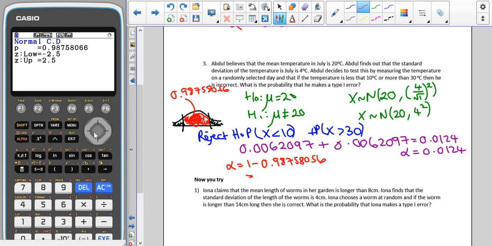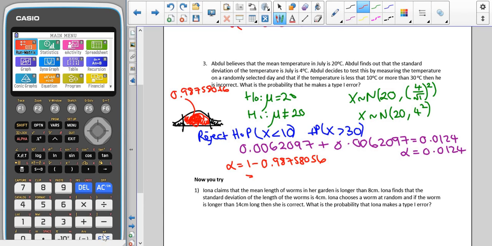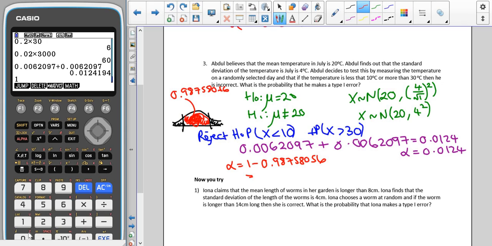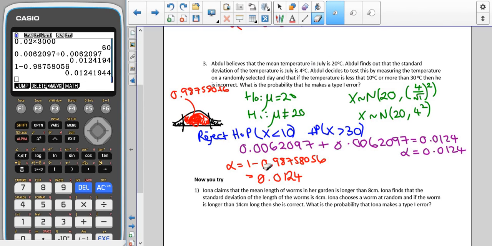So then straight away we can say that alpha is 1 minus 0.98758056. We can pop that into the normal part of our calculator. So 1 minus 0.98758056. And look at that, we end up with exactly the same answer to three significant figures, 0.0124. So it's completely up to you which method you decide to use. It's just that I find the second one a little bit quicker and more direct, but if you struggle to think of it that way, you're fine to find the individual probabilities and add them together.